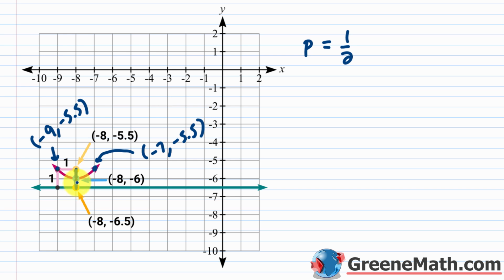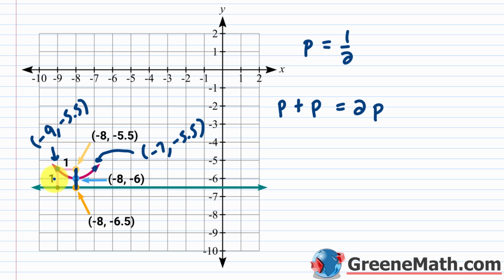So essentially, this is coming from 1/2 plus 1/2, which is 1. Or you could say p plus p. So p plus p is going to be 2p. So that's going to be the length of this line segment right here. It's 2p. So here, p is 1/2. 2 times 1/2 is 1. So if you look at this right here, this is going to be 2p.